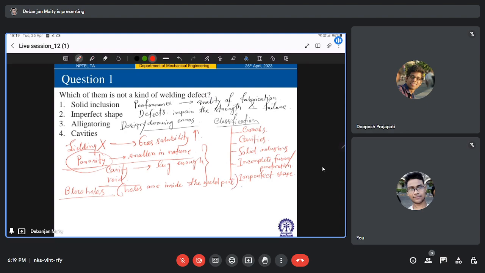And then you have the chance of having porosities, right? So you may have some kind of shrinkage, and those different kinds of cavities which are getting generated may happen because of shrinkage also. So there is something called shrinkage cavity because of difference in coefficient of thermal expansion, right?